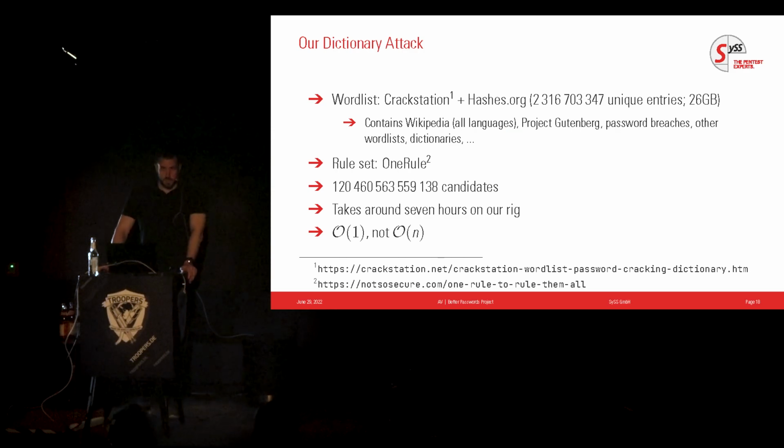I still owe you some more details about our attack. The concrete word list that I chose, and it's a choice, you can choose any other, is the CrackStation word list and hashes.org. In CrackStation, some guy compiled a list of all leaks and breaches and Wikipedia in all languages, many books from the Gutenberg project, and so on. It's basically the mother of all word lists. We have in total over 2 billion entries in this word list. It's 26 gigabytes.